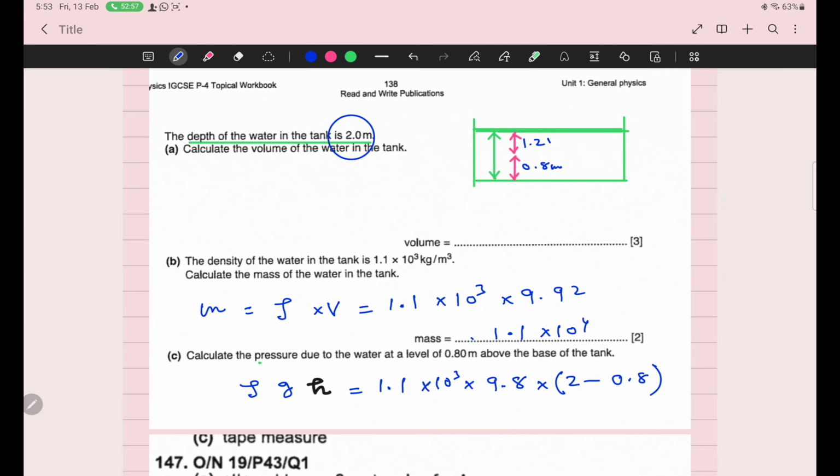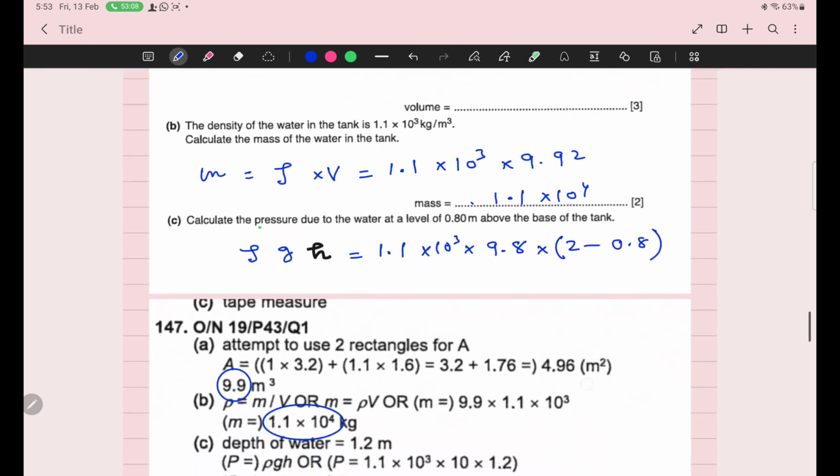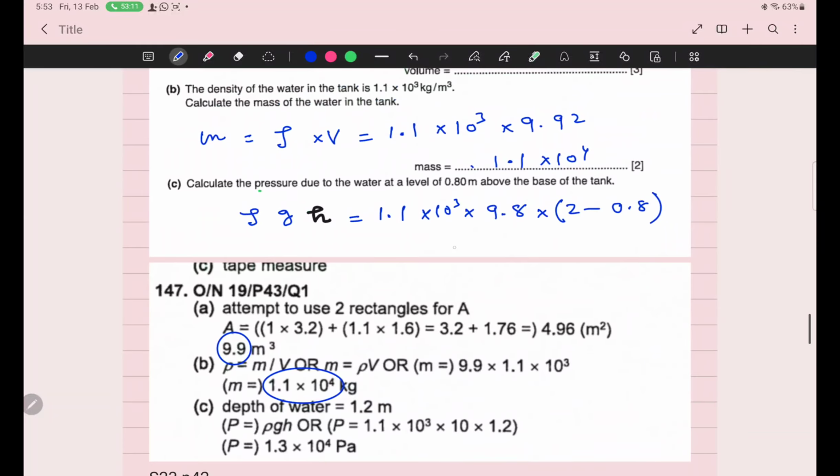Depth is measured from the top. If you are measuring depth from the top, then it will be 2 minus 0.8. Now if you multiply all these numbers, the answer is 1.3 exponent 4 Pascal. They used gravity 10, and nowadays we are using gravity 9.8, so your answer may be different.